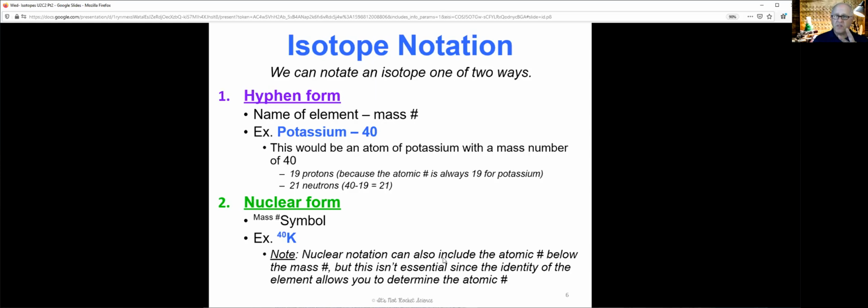So, two different types of notation, and you're going to need to be able to recognize both of them when you do your homework and your quizzes. Hyphen form is the name of the element with a hyphen and then the mass number. Nuclear form is the mass number in superscript next to the elemental symbol. And it's really important when you're writing it that you be very careful that the physical size that you write the mass number in is smaller and to the upper left of the elemental symbol.